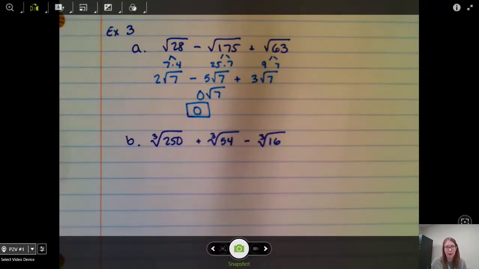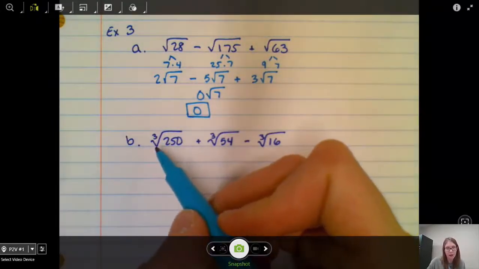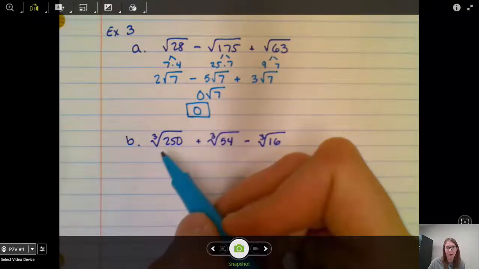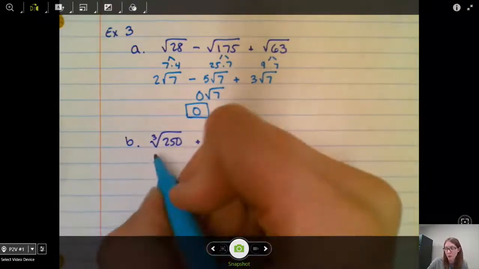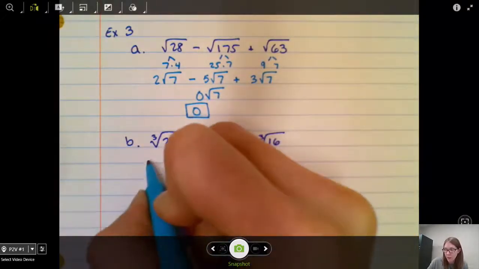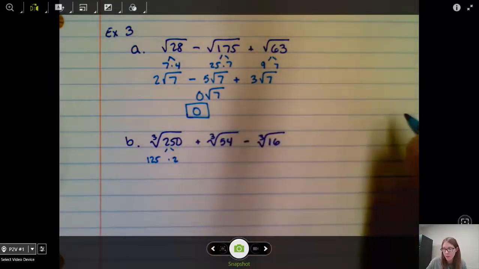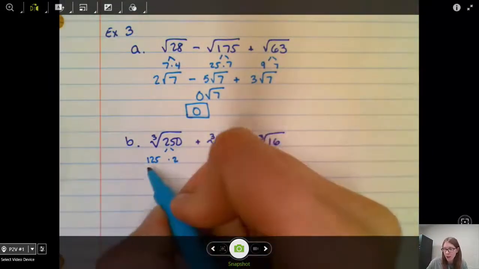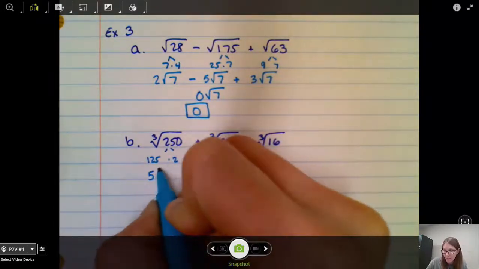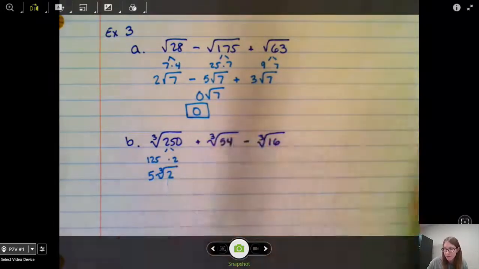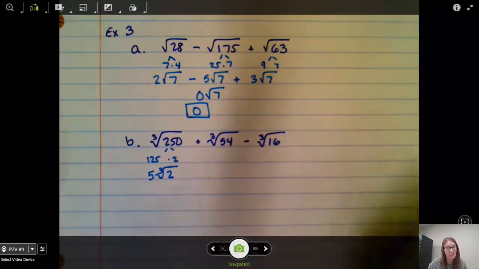Your power table can definitely help you simplify some of these because they're cube roots. I want to see what numbers to the third power go into 250, for example. And 250 is 125 times 2. And the cube root of 125 is 5. Let's see if we can do anything else.